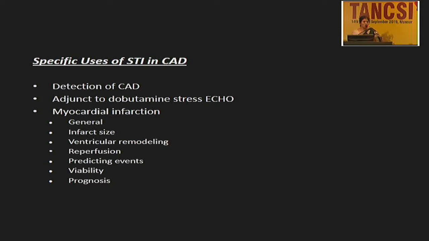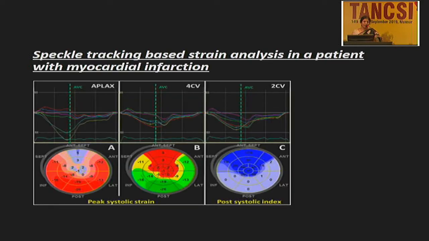Yesterday we had a talk about all the latest guidelines and things published recently, and we saw that global longitudinal strain is an independent predictor of mortality in coronary artery disease, meaning reduced global longitudinal strain. So again, this is a schematic representation where you have an anterior wall MI.